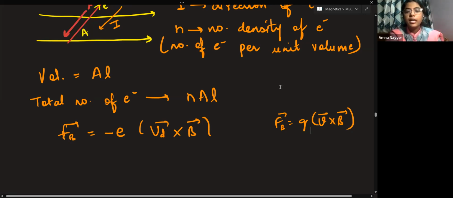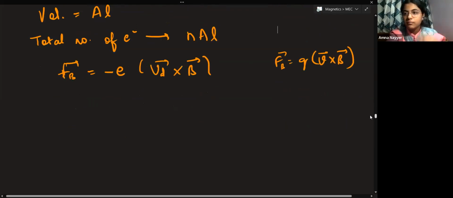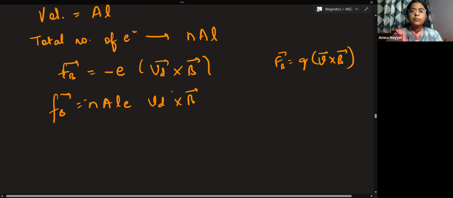Fine. So again, the total number of electrons is what? nAL. So we have to multiply. This is a single electron. So the net force becomes nALe. Minus sign will also be there. Vd cross B.